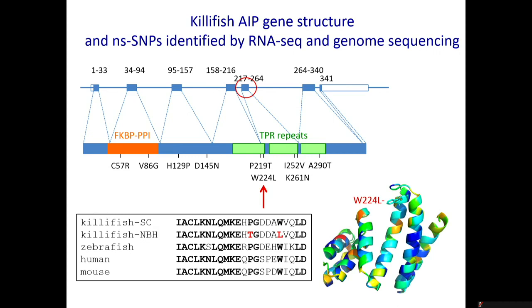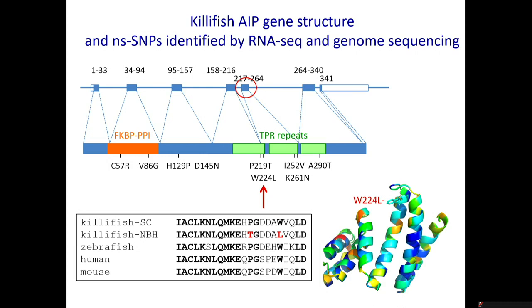We're especially interested in these 2 SNPs because they occur in residues that are completely conserved in mammalian AIP as well as in zebrafish and in killifish from the sensitive populations. But in killifish from the resistant population, we see these alternative residues in these 2 sites, in one or the other of these 2 sites.